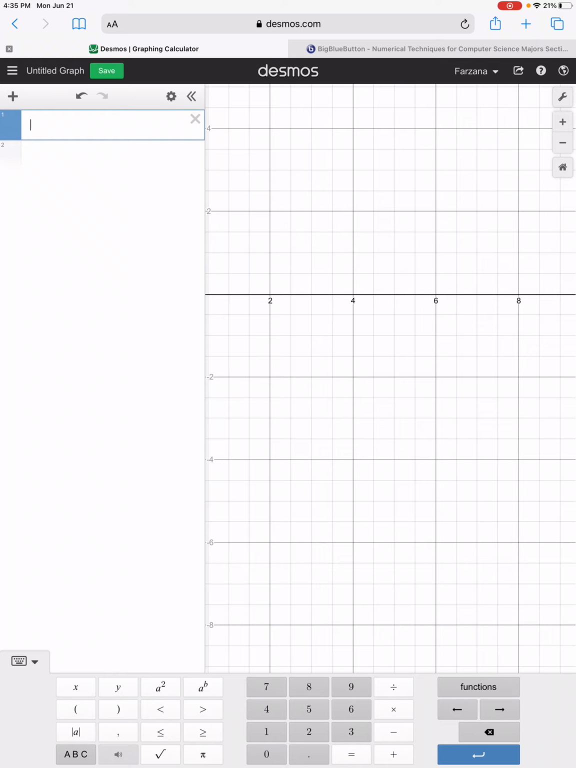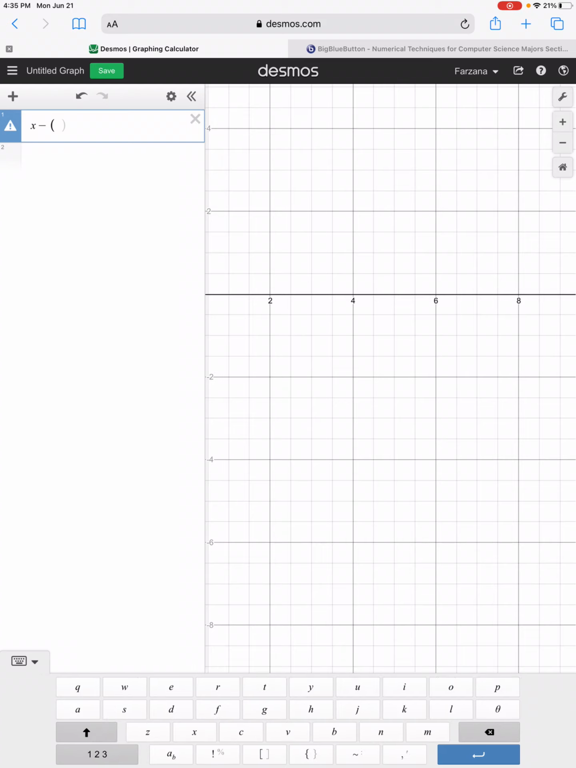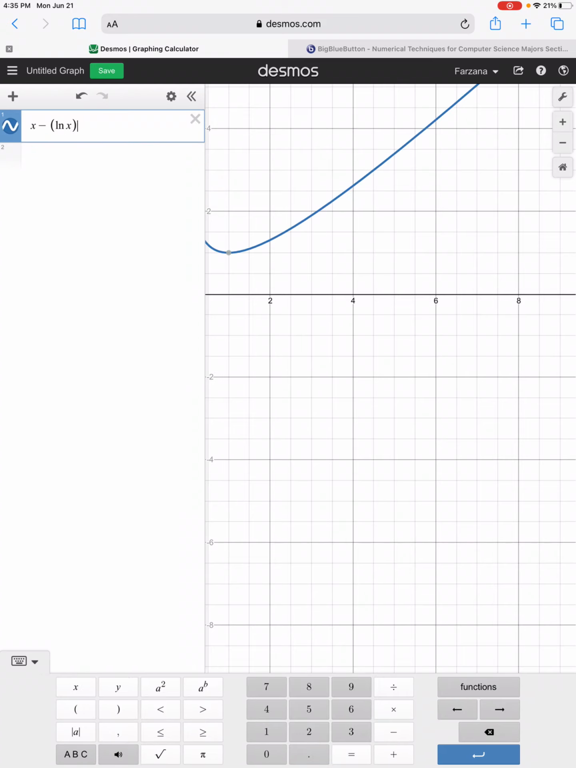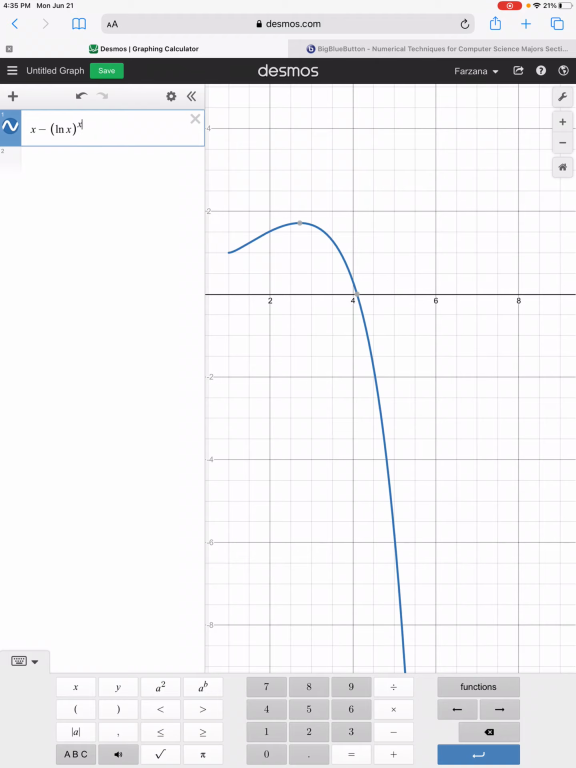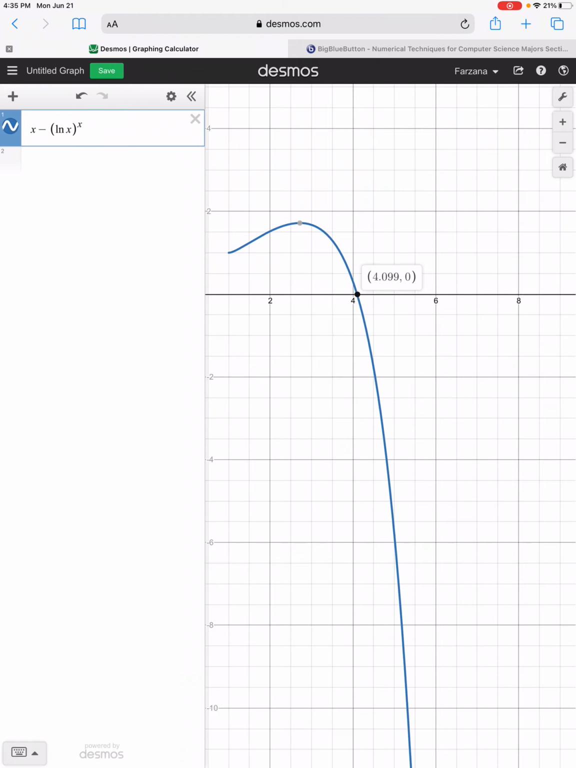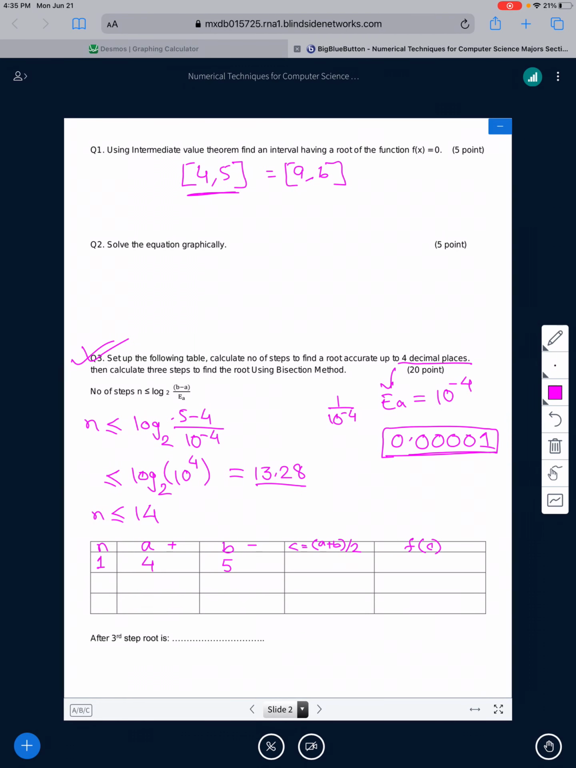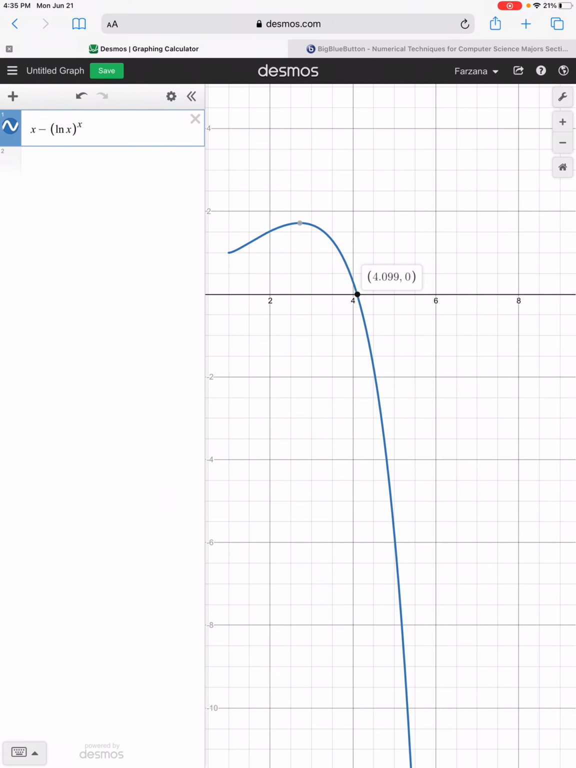So what was the function? X minus ln x to the power x. At 4 function was positive, at 5 function was negative, and we are saying there is a root between 4 and 5, right? And there is a root between 4 and 5.